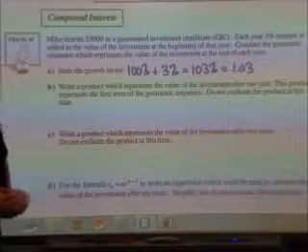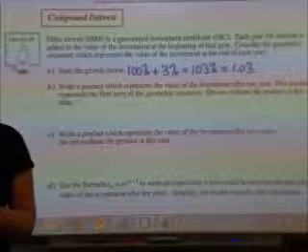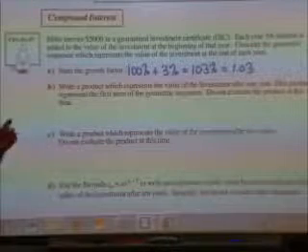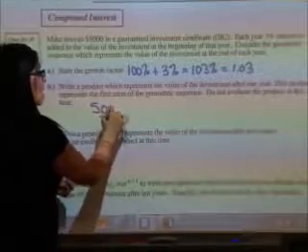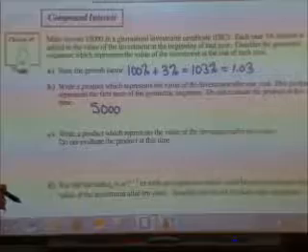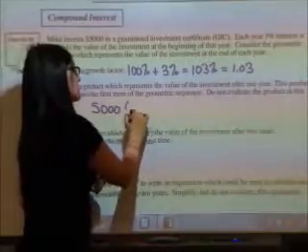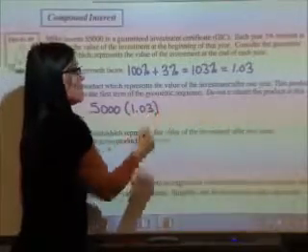B says write a product which represents the value of the investment after 1 year. This product will represent the first term of the geometric sequence. Don't evaluate this product at this time. So at the end of the first year, I would have my $5,000 and I would multiply it by that growth factor.